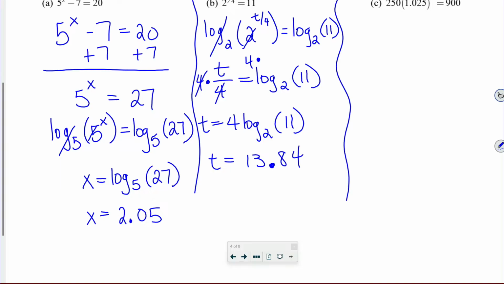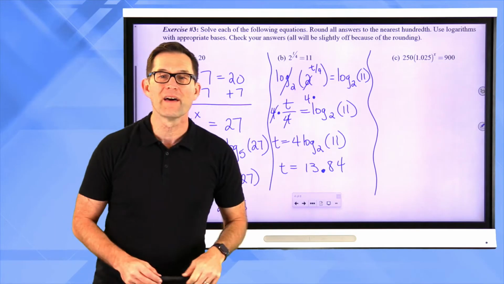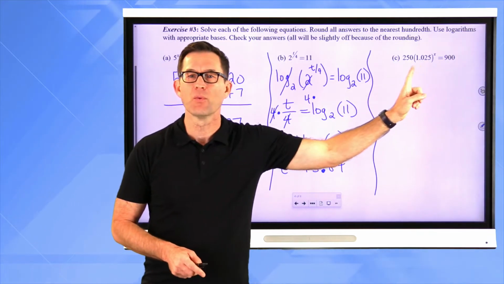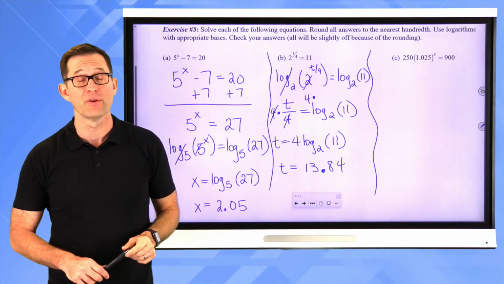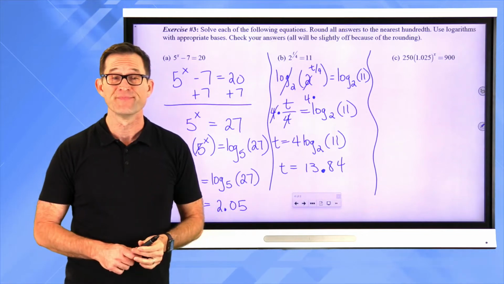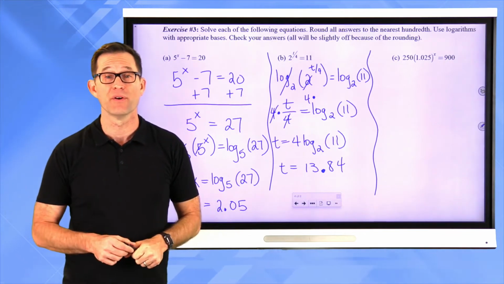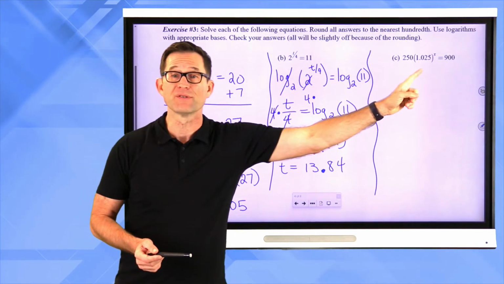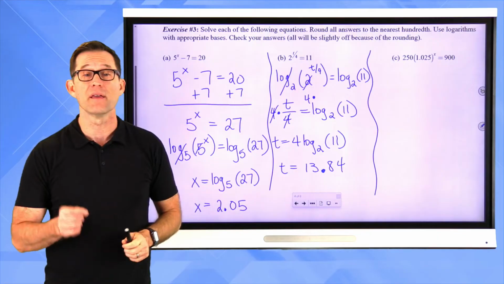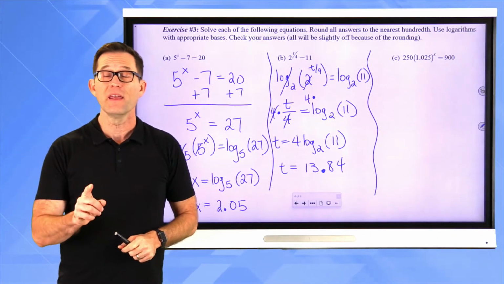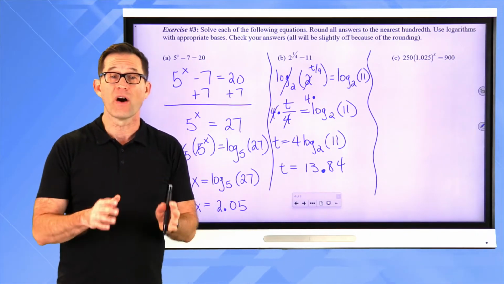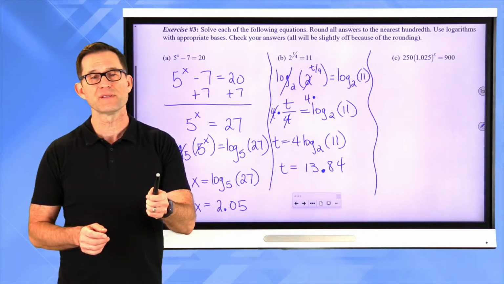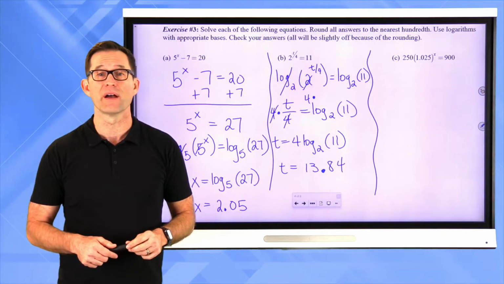So let's have you work on letter C, which is a little bit messy. I know that we've got an exponential with a base of 1.025, but you know what? Your calculator doesn't care. It'll take any positive base you give it, whether it's a whole number, like it was in A and B, or whether it's a decimal, which is what it's going to be like in letter C. Try to leave as much as you can for your final calculation so that nothing gets lost in intermediate rounding. Pause the video now and see if you can figure out what the value of x is in letter C.